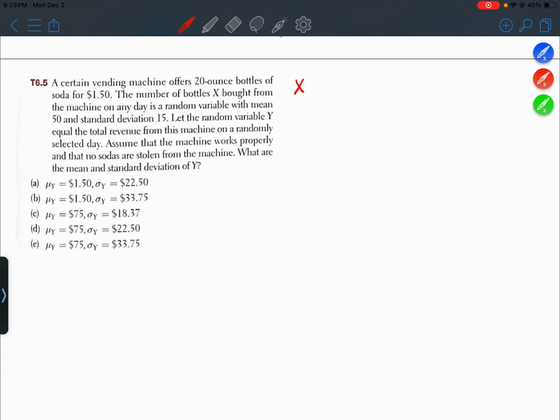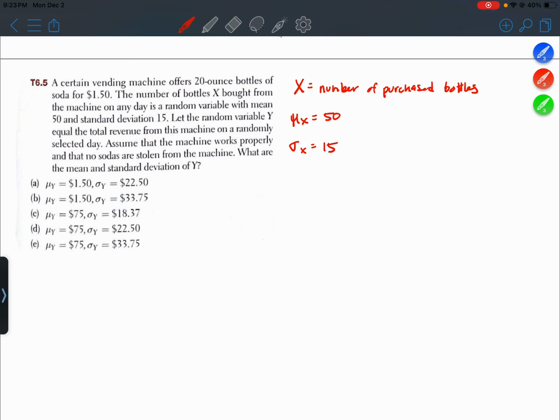So the random variable is X, and we're going to define it as the number of purchased bottles. The mean of this random variable is 50, and the standard deviation is 15. That means, over the course of many, many days, the average number of bottles purchased is around 50, and the number of bottles purchased typically varies by about 15 bottles from the mean of 50. Anyways, let's continue reading.